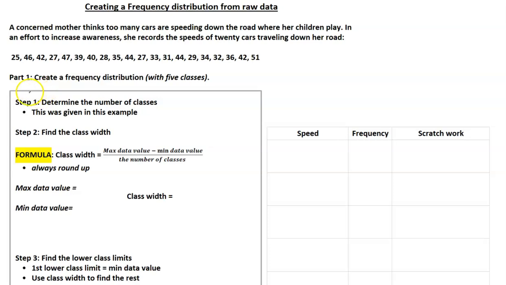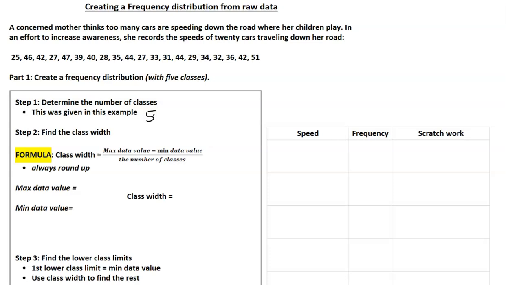So we're going to follow the part 1 steps on how to create a frequency distribution, and we have here in parentheses that we are going to do that with 5 classes. There will be times when I tell you how many classes to use, and there will be times when you yourself can decide how many classes you want to use. So step 1 is to determine the number of classes. In this example that was already given to us, we have 5 classes.